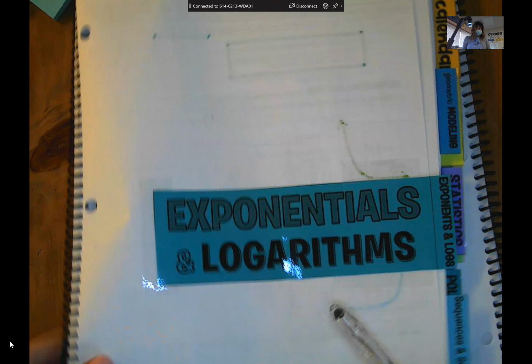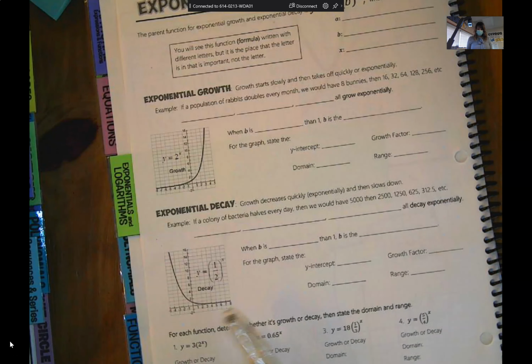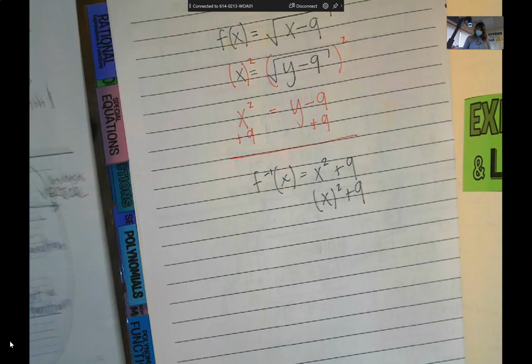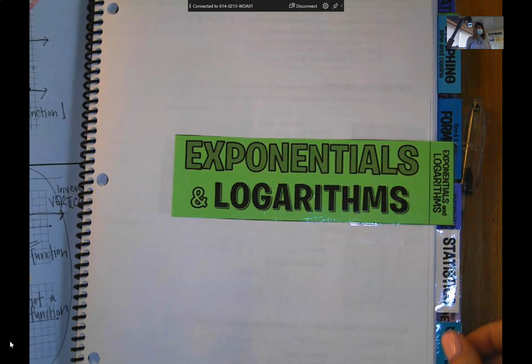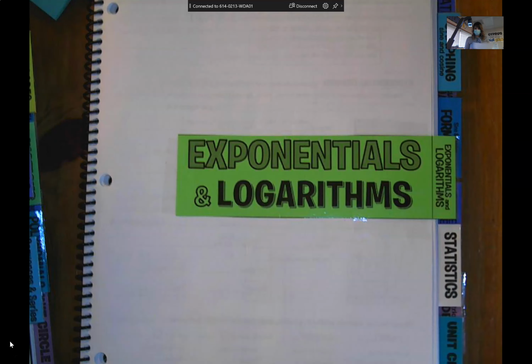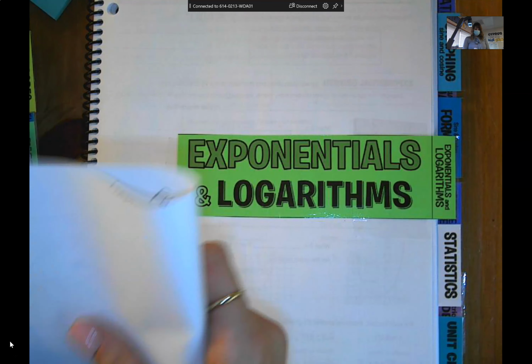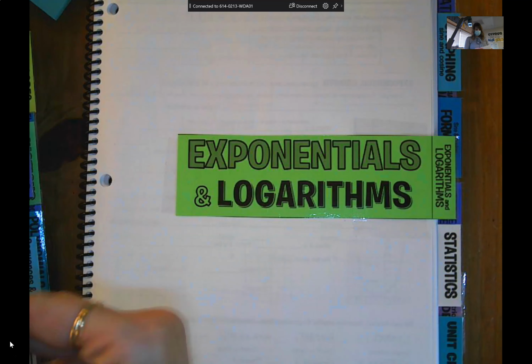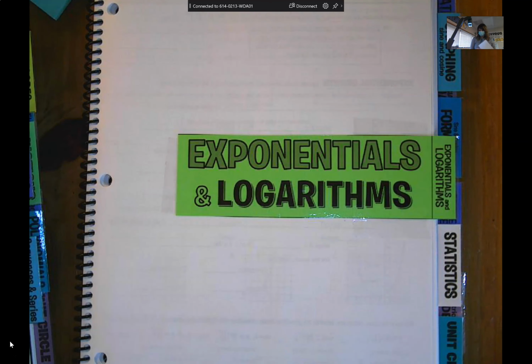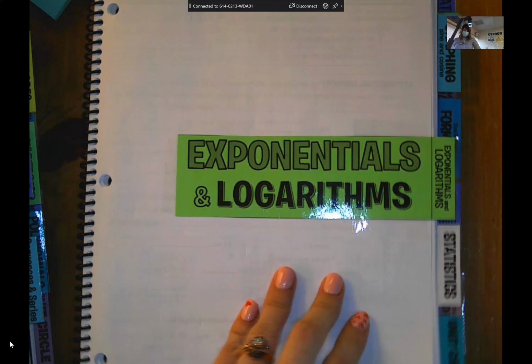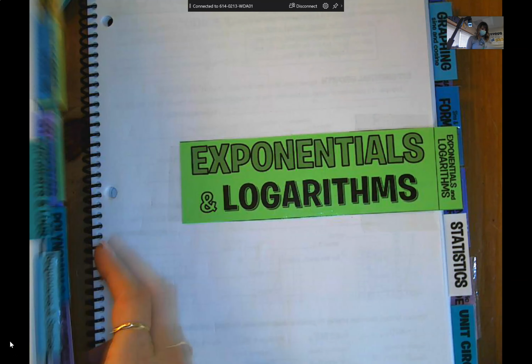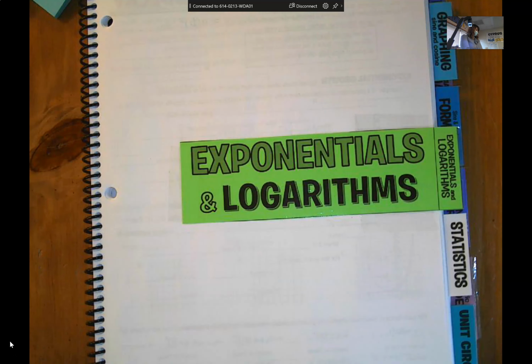We are moving on to Unit 7. So if you didn't take your Unit 6 exam, you need to be doing that pronto. We are moving on to the exponentials and logarithms unit. This unit is like 10 years long. So, we're going to be in this unit for a while.